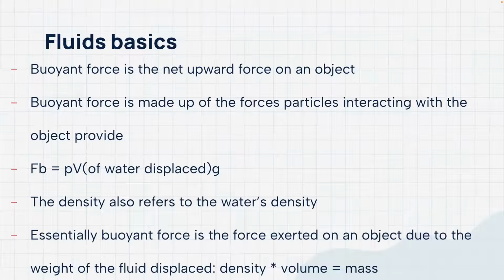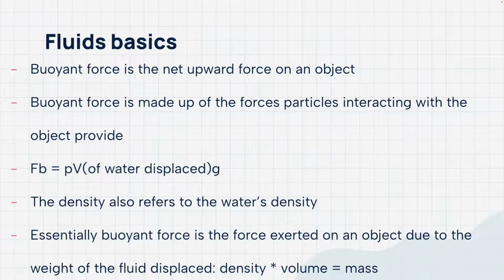Now I'm going to go over the basics of buoyancy. Buoyant force is the net upward force on an object. And the buoyant force is just made up of the forces the particles interacting with the object provide. So in water or in a fluid, it'll be from the fluid pushing up against the object. The buoyant force just equals rho V g, where rho is the density of the water, and V is the amount of water displaced. So it's really just the mass of the water displaced. Essentially, buoyant force is the force exerted on an object due to the weight of the fluid displaced.